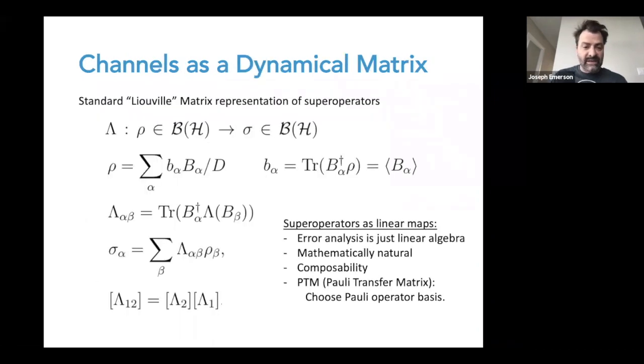And an important message is that CP maps are linear maps, which means we can just represent them by matrices. And so this is called the Liouville matrix, where you just basically use the Hilbert-Schmidt inner product and construct the matrix elements of the error channel. And then you have this natural composability property. And this is sometimes called the Pauli transfer matrix. When you choose the basis of operators B as the Pauli operators, it's called the Pauli transfer matrix.